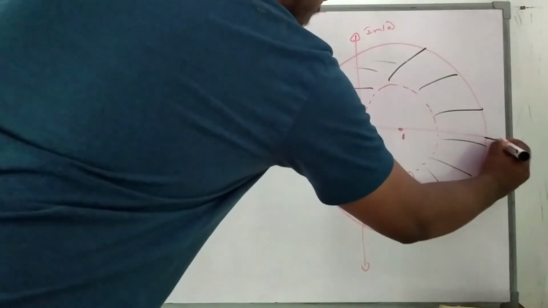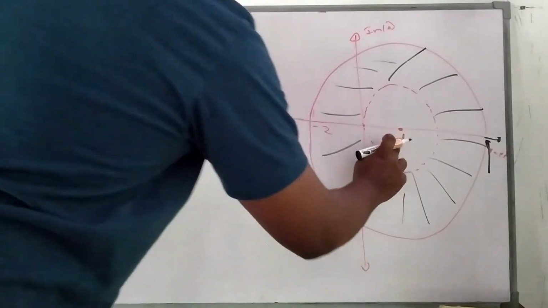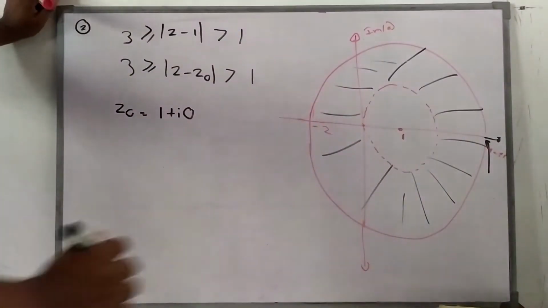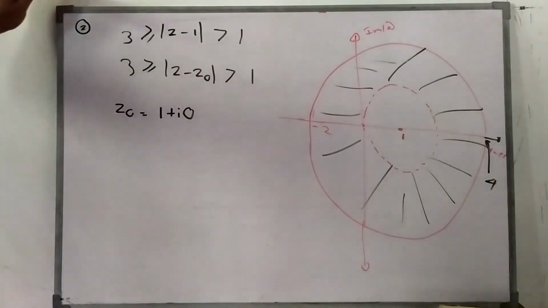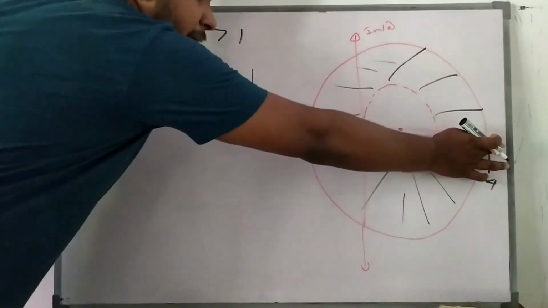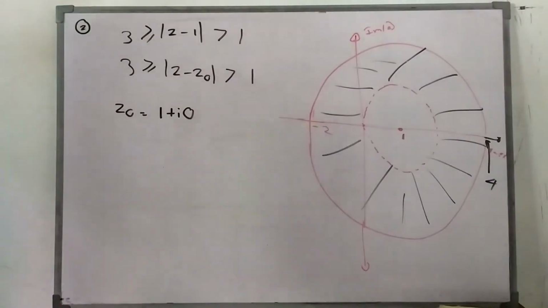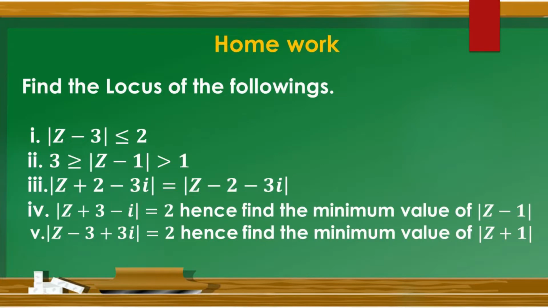Actually you can write the coordinate of that point. It will be 1 plus 3 is 4, right? The real part is 4, imaginary part is 0. Okay, so this is the diagram of my second example. Let's look at the third example, right?